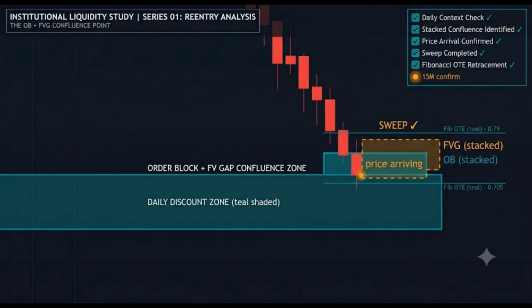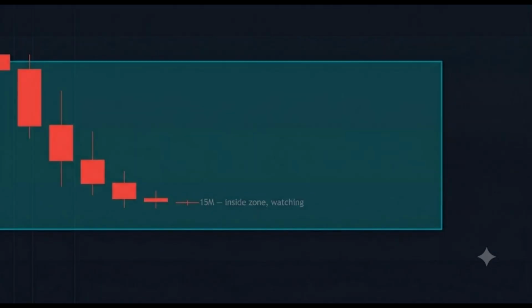That's what this episode is about. We are not re-explaining the framework. We are watching the final step happen. We drop to the 15-minute chart. Price is now inside the zone.